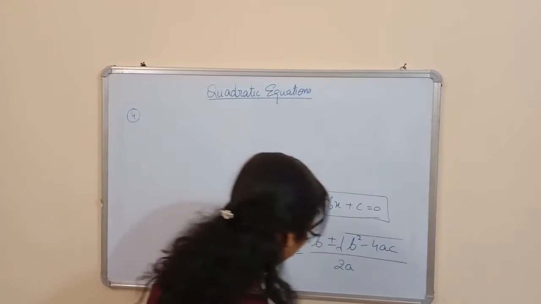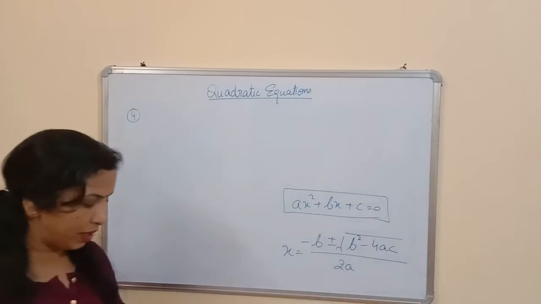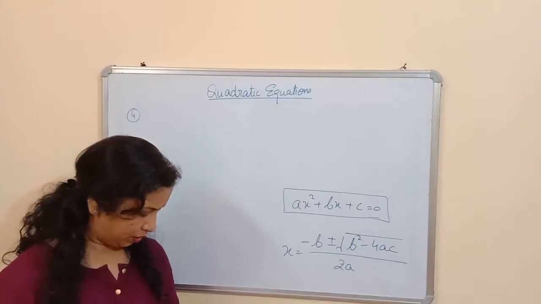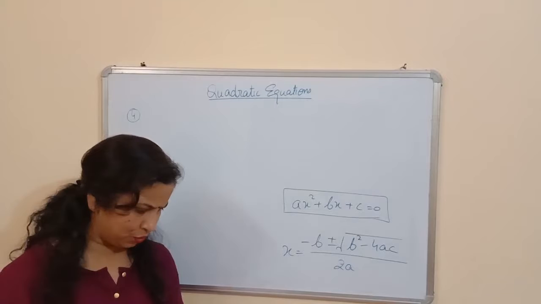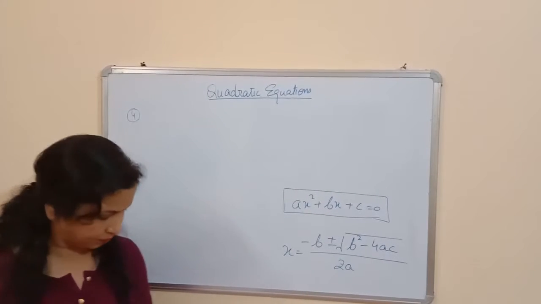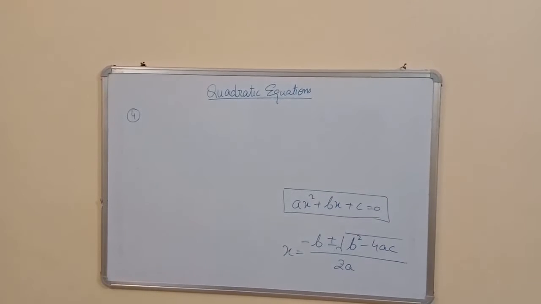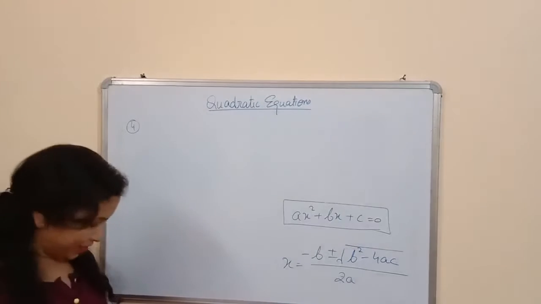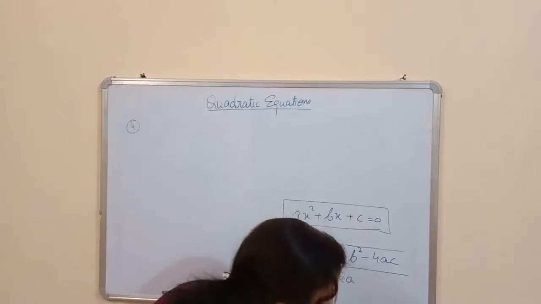In question number 4, the sum of the reciprocals of Rahman's age 3 years ago and 5 years from now is 1/3. I think I explained this question in the last video. Yes, I was correct, I explained this question in the last lecture.